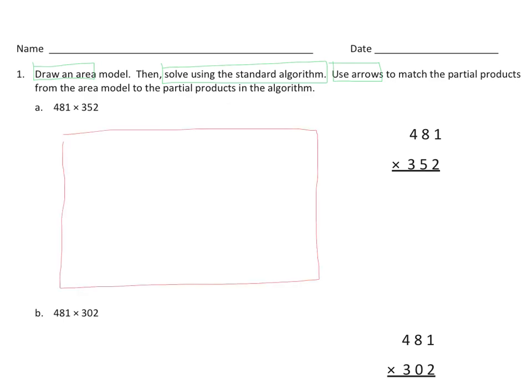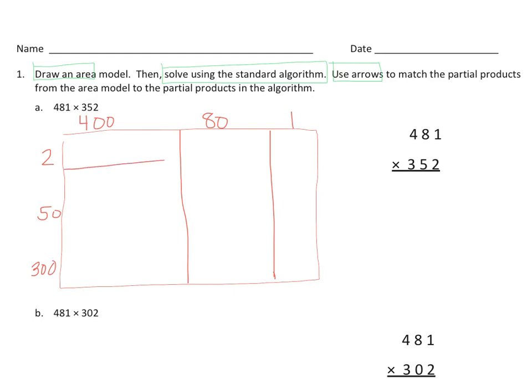All right, for 1A, I went ahead and did my rectangular model. Now I'm going to break up 481. I'm going to do 400, and I'm going to do 80, and I'm going to do 1. I'm going to draw my lines to separate the place values. And now I'm going to do 352. I'm going to do the ones first. There's 2 ones. And then there's 5 tens, which represents 50. And then there's 3 hundreds, which represents 300.